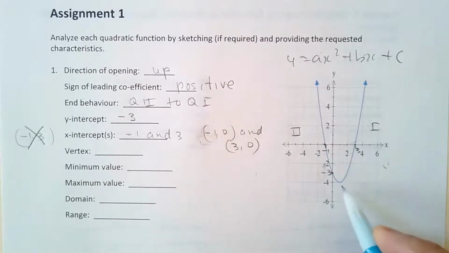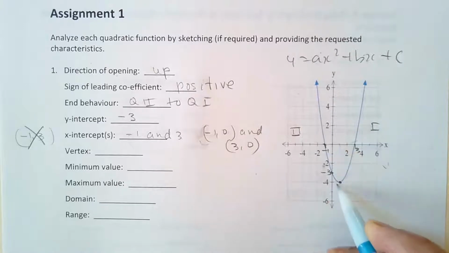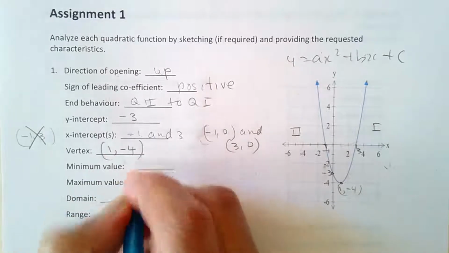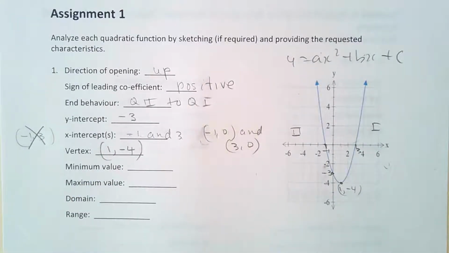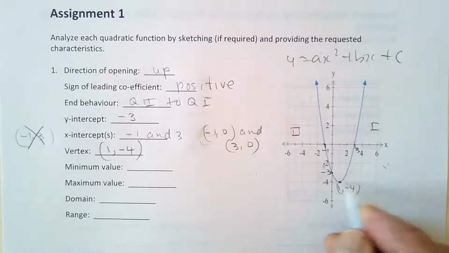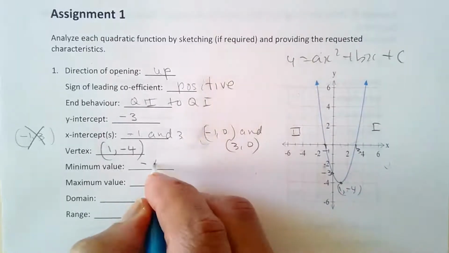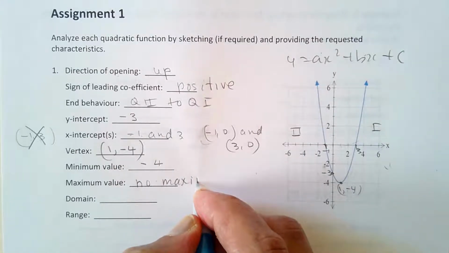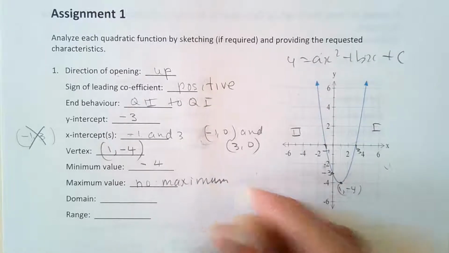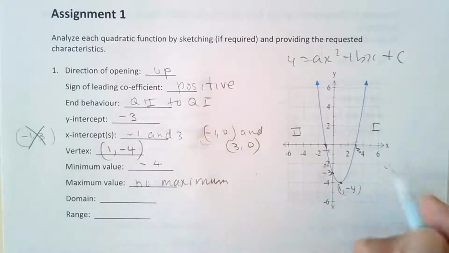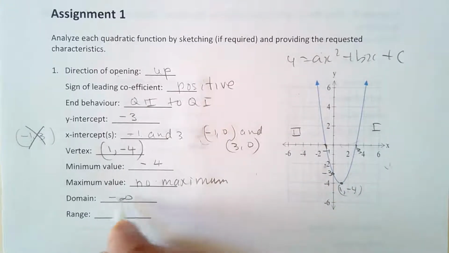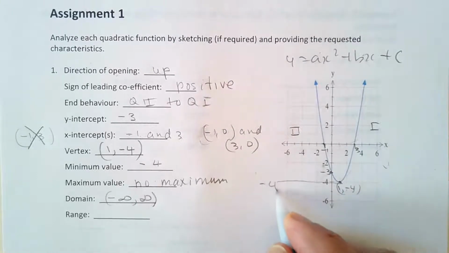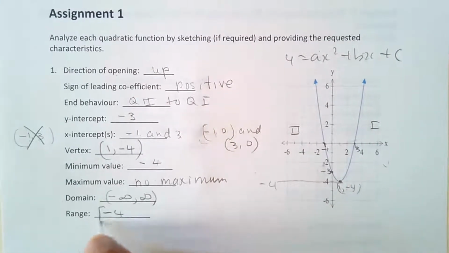The vertex would be this point here, which is 1, -4. You have to write it in a bracket with a comma separating it. The minimum value is the y value of your vertex, which is -4. There's no maximum because the graph goes to infinity. The domain is all the real numbers. The range is from -4 going up, including -4.